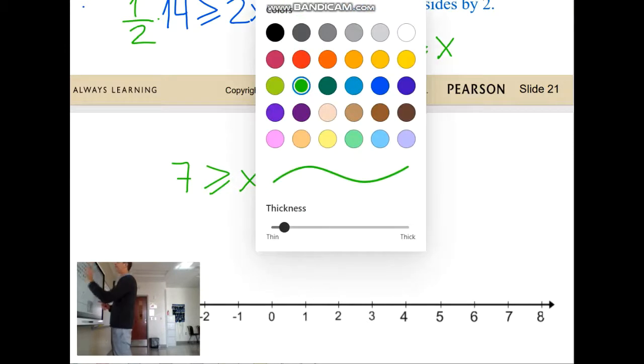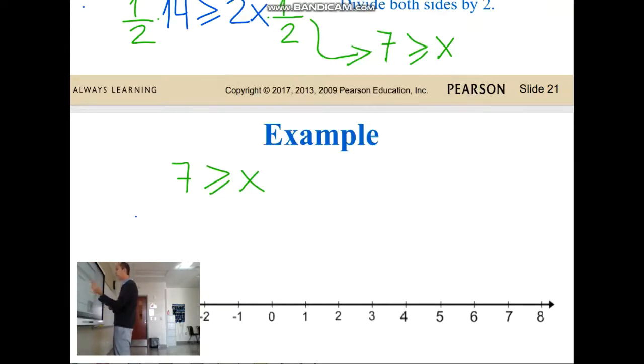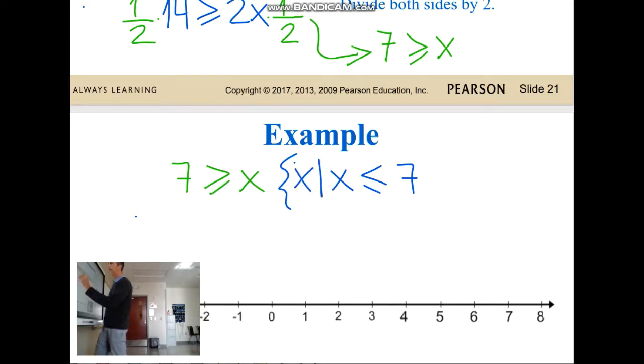Or we can switch sides. When you switch sides, you have to flip the inequality sign. So x is going to be less than or equal to 7. Okay, it's the same thing. Just switch sides, and we have to flip the inequality. To represent using set notation, x such that x is less than or equal to 7. This is set notation.